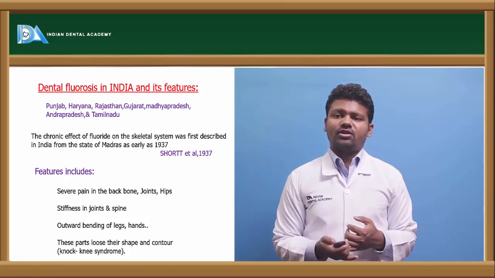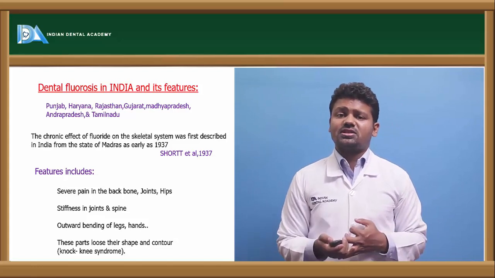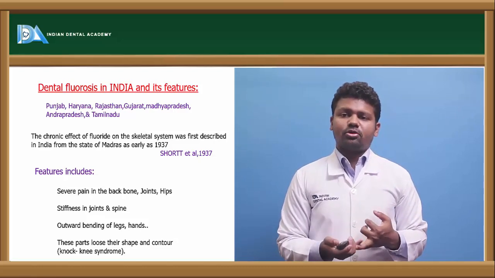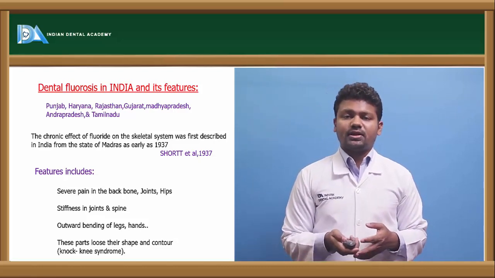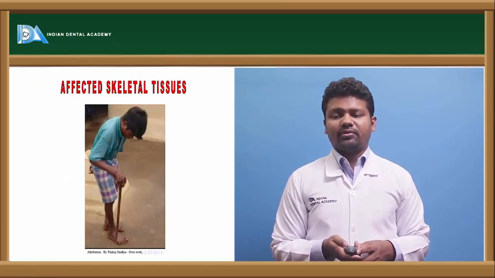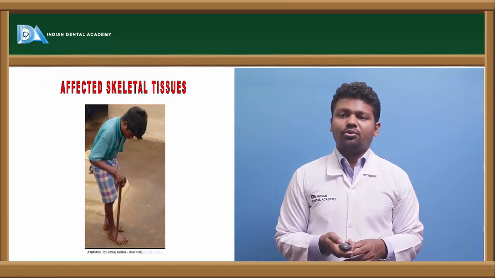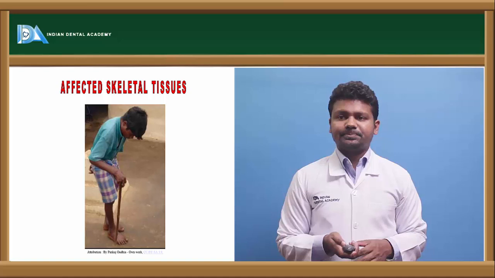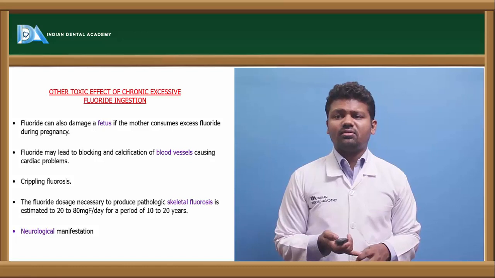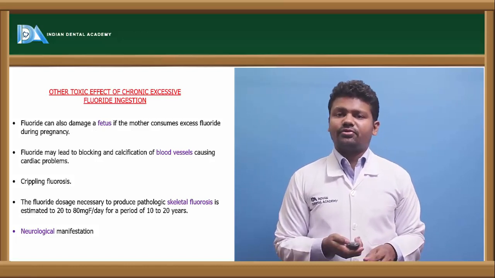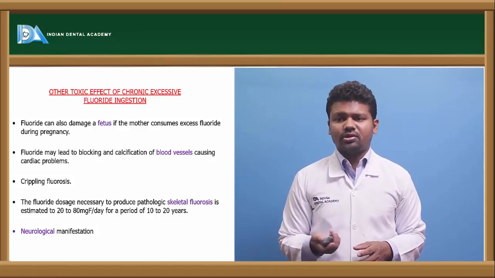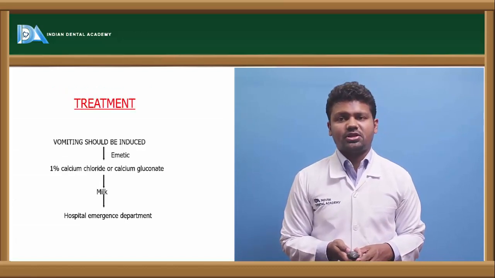Features include severe back pain and back joint problems. If fluoride is taken in excess amount, that is more than 5 to 6 mm, it will cause back joint problems, stiffness of joints, and outward bending of legs, and it is also called Genu valgum, or knock-knee syndrome. You can see in the diagram a person affected in the skeletal tissues due to consumption of an excess amount of fluoride. Other toxic effects can occur in the fetus during pregnancy. Blood vessels are damaged. Skeletal fluorosis, if 20 to 80 milligram per day of fluoride is taken for 10 years, will cause knock-knee syndrome or skeletal fluorosis. There are neurological manifestations also.